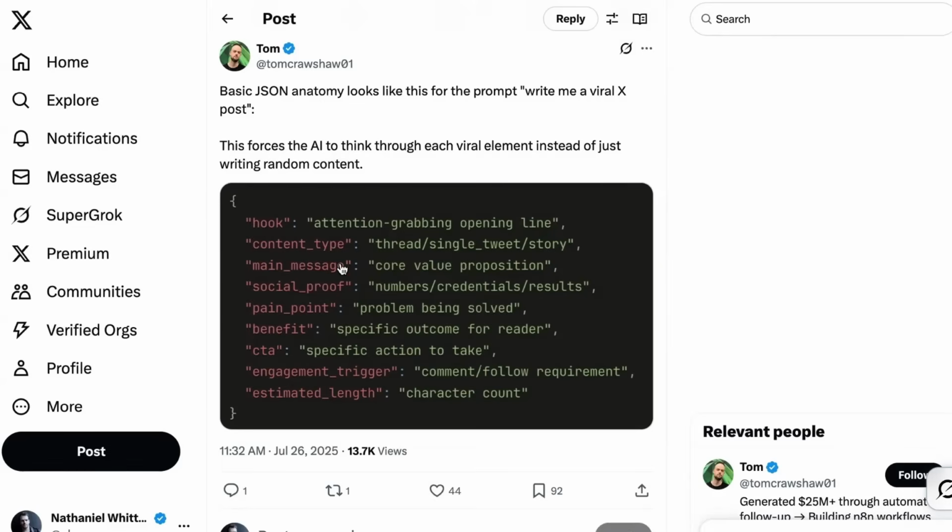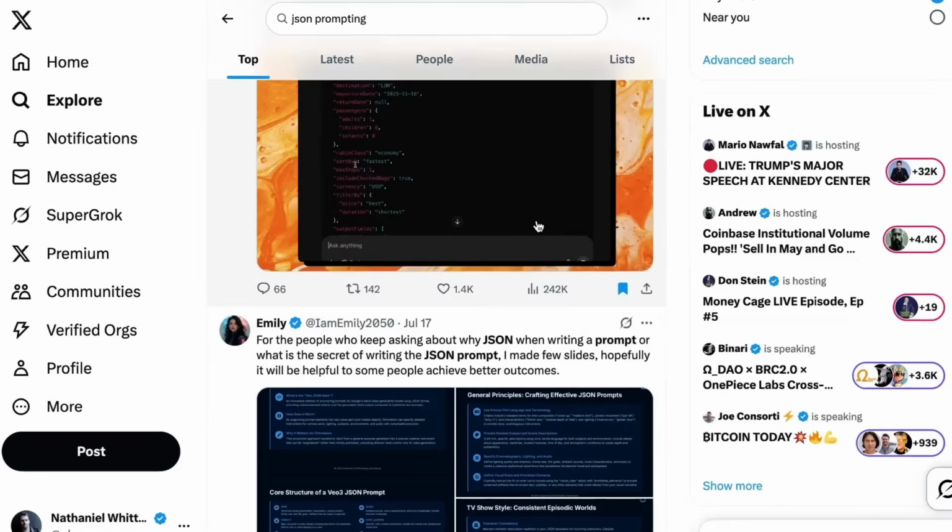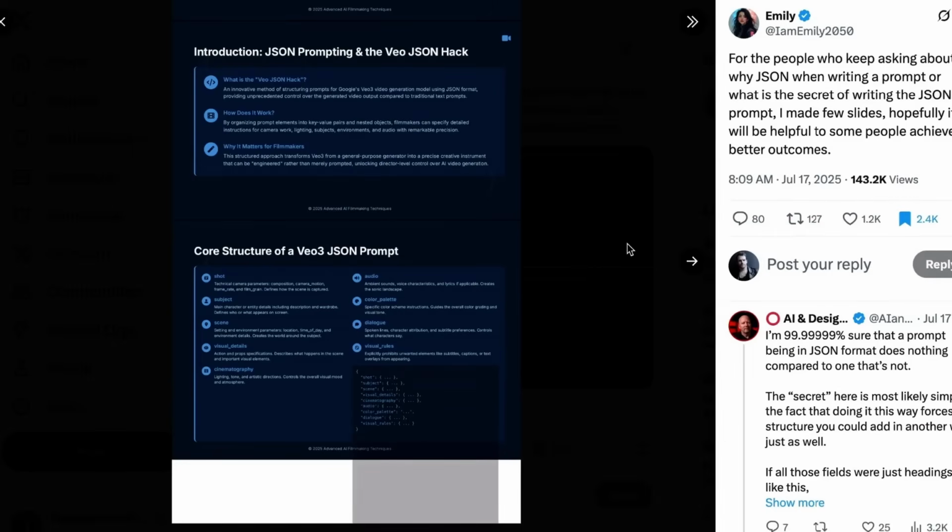In it, he breaks down that viral X post into hook, the attention-grabbing opening line, content type, a thread, a single tweet, or a story, the main message, the core value proposition, social proof like numbers, credentials, and results, the pain point, the problem being solved, etc., etc. The point is you break this thing up into its constituent elements, and then you use JSON formatting, which is basically a particular type of structuring information in a way that computers theoretically have an easier time reading, to give it all those details. Now, like I said, this has become a major trend lately.